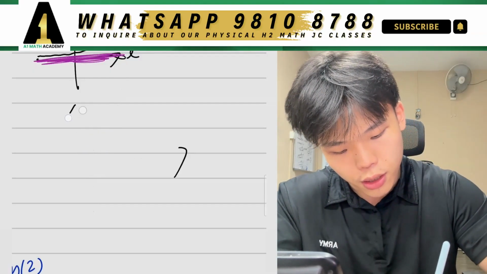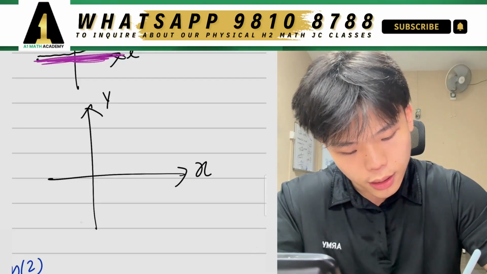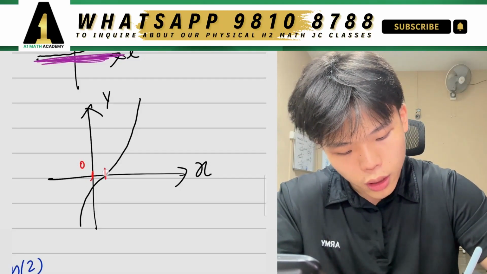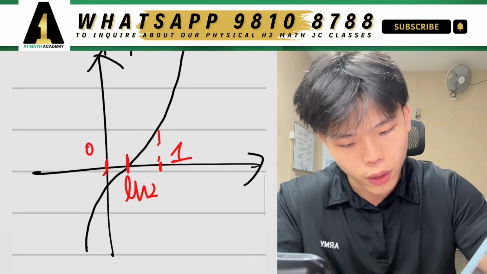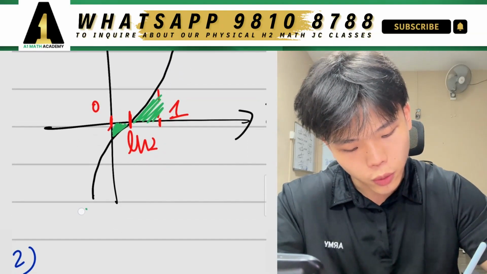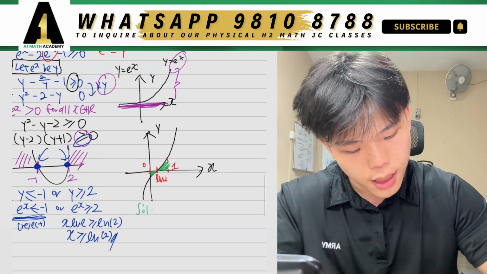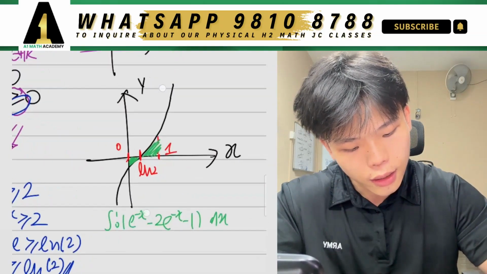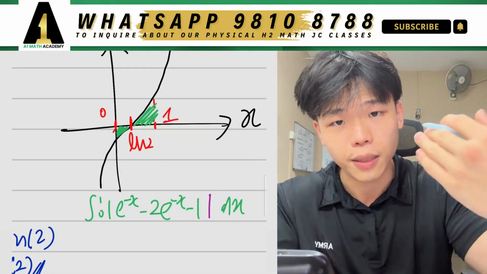Let me just redraw it nicer. When you redraw this on your GC, you essentially get something that looks like this, whereby here is 0, here is ln 2, and here is 1. So what the question wants is the area over here and over here. They are essentially asking for the integral from 0 to 1 of the entire equation, which is |e^x minus 2e^(-x) minus 1| dx. But because of the modulus sign, we're going to take everything as the positive region.